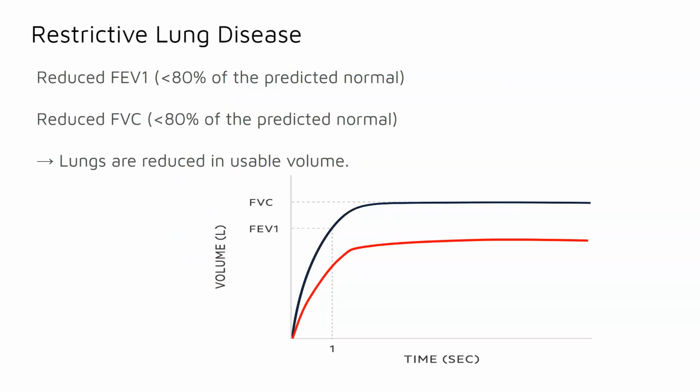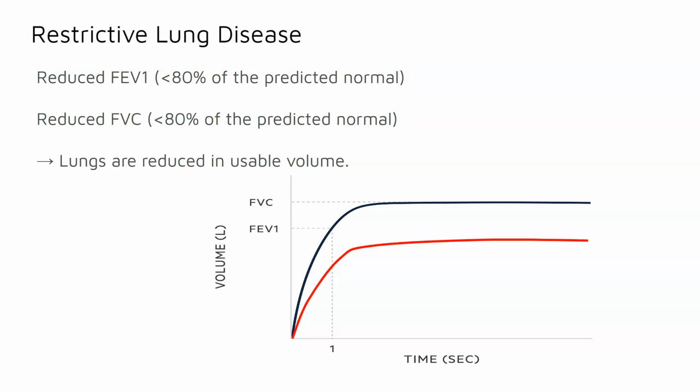It would indicate something called restrictive lung disease, meaning that these lungs are reduced in usable volume. They are restricted from being able to push out as much air as they normally can because they're not bringing in as much air as they possibly can. And we would say this would be reduced if it is less than 80% of a predicted normal. So those values that I had on the last graph, that would be the predicted normal, the accepted normal, and that would be for both FEV1 and FVC.